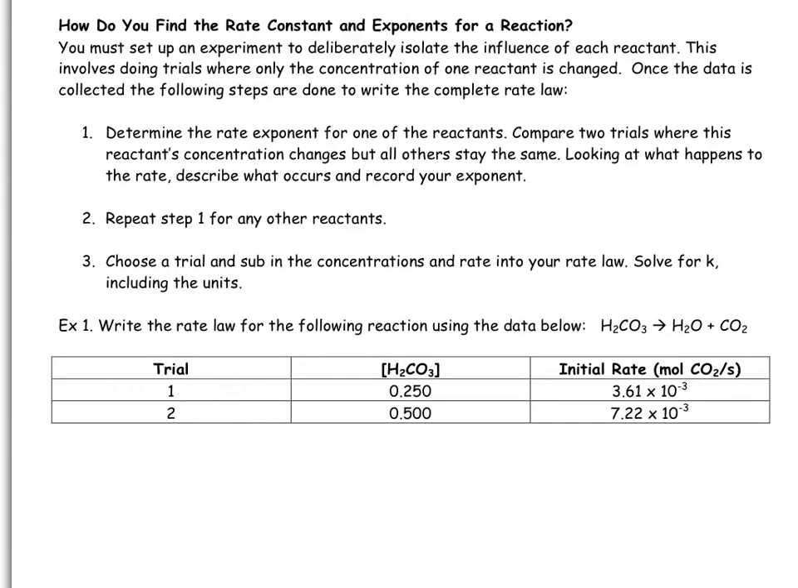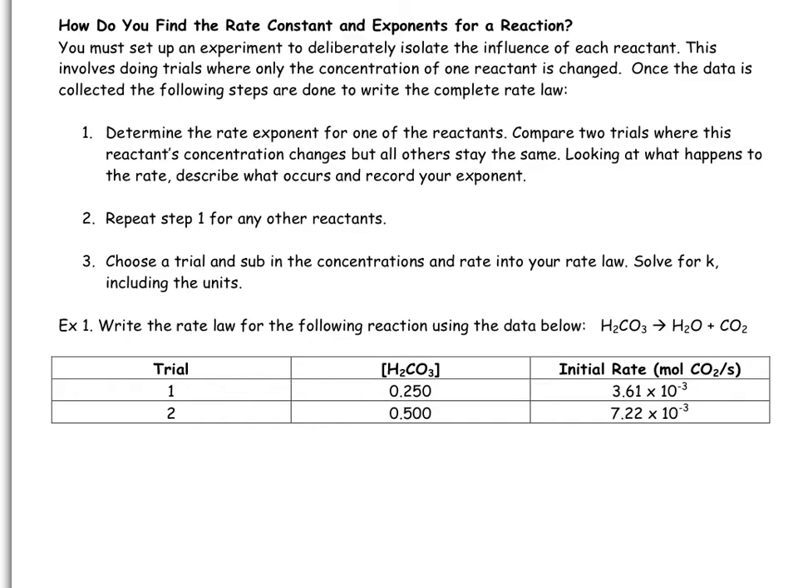To determine the rate law for a reaction, you have to purposefully set up an experiment to deliberately isolate the influence of each reactant. This involves doing trials where only the concentration of one reactant is changed. Once the data is collected, the following steps are done to write the complete rate law.